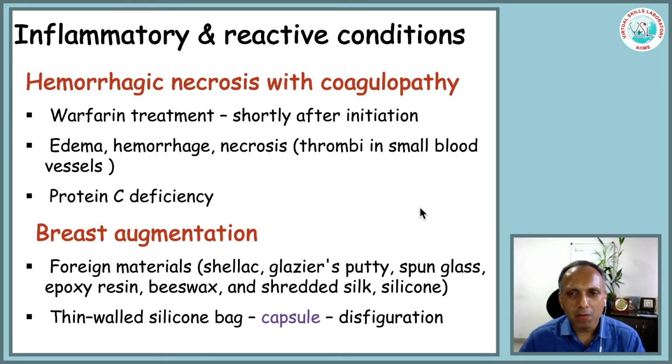In patients who have coagulopathy or are on anticoagulants, sometimes hemorrhagic necrosis can occur in the breast, resulting in a palpable lump. Breast augmentation surgeries are very common these days, sometimes for cosmetic reasons and sometimes in patients who undergo mastectomy. So there are various foreign materials which are used for construction of artificial breasts, and these may sometimes rupture and give rise to a foreign body reaction and a palpable mass.